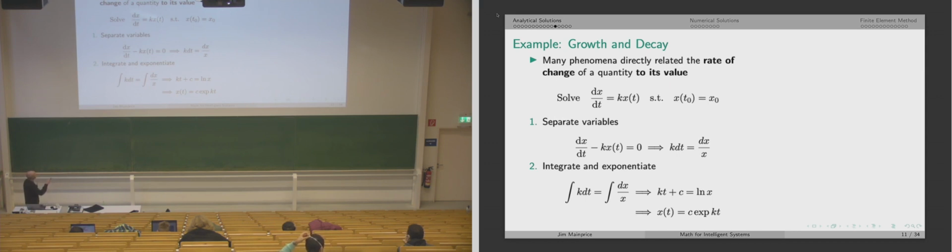The integral of just a constant is just kt, right? Plus an integration constant. And now that we have that here, we simply exponentiate both sides. And what we have is the classic solution to that ODE here, which is x of t is equal to c times the exponential of kt, c being a constant.